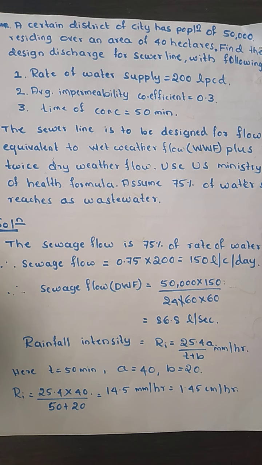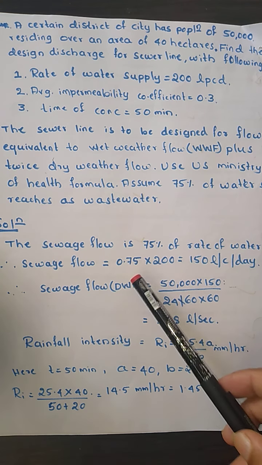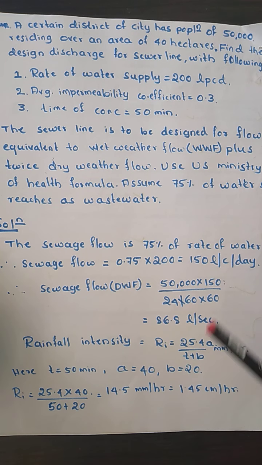The water supplied to him will be around 200 liters, but 75% of that 200 liters will be converted into wastewater, as they have told us to assume 75% of the water supply becomes wastewater. So 200 multiplied by 75%, per person per day he is going to produce around 150 liters per capita per day of wastewater.